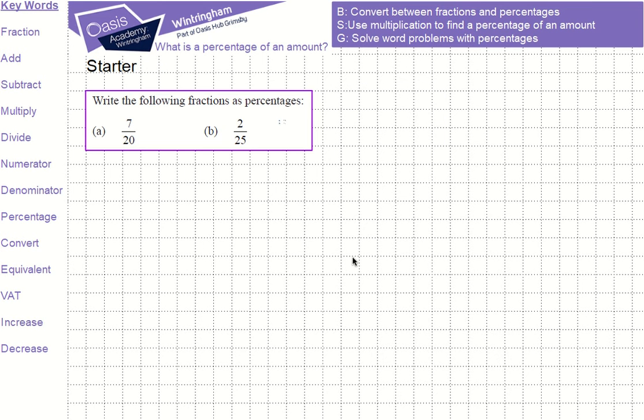The starter then. Again, this is what we did last lesson, so look back at your notes if you need to. Pause the video while you have a go at the questions and press play when you're ready to see the answers. The answers are on the screen. Part A is 35% and part B is 8%.